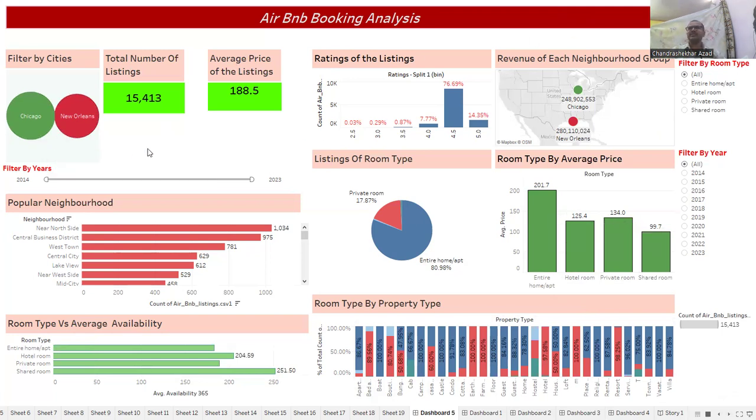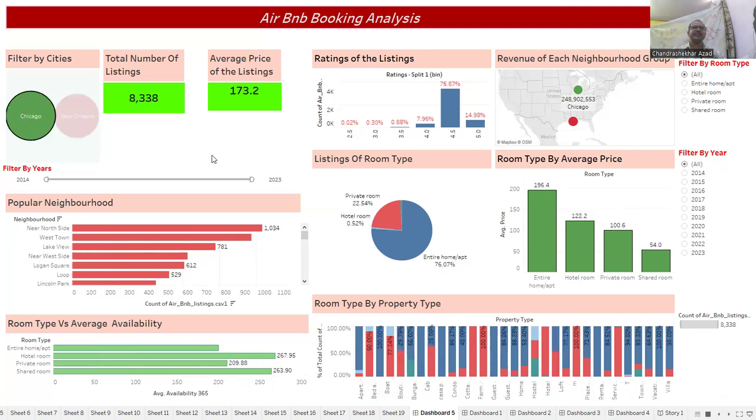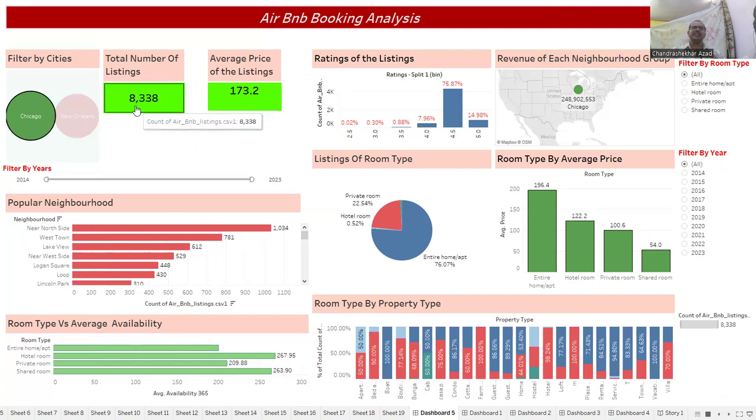Now, if we examine the individual city of Chicago, the total number of listings is 8,338. The average price of the listings is 173.2. Most of the listings have a rating of 4.5. A few premium range listings have a rating of 5. Here Chicago contributes 248 million. The most active neighborhoods are Near North Side, West Town, Lakeview, Near West Side, Logan Square, Loop, Lincoln Park. These are the most active neighborhoods present in the city of Chicago.